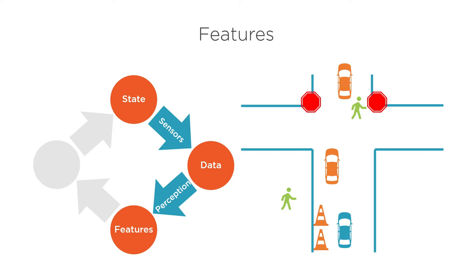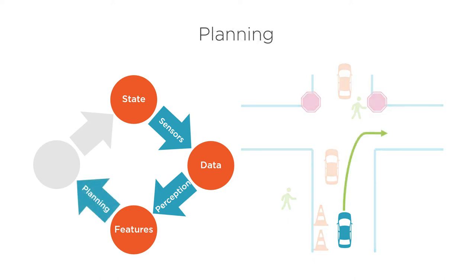We merge sensor data together in a process called sensor fusion, and we represent these various features in what we call feature space. Think of it like the system's mental model of the state of the world. Next, we use a planning engine to develop a plan of action.